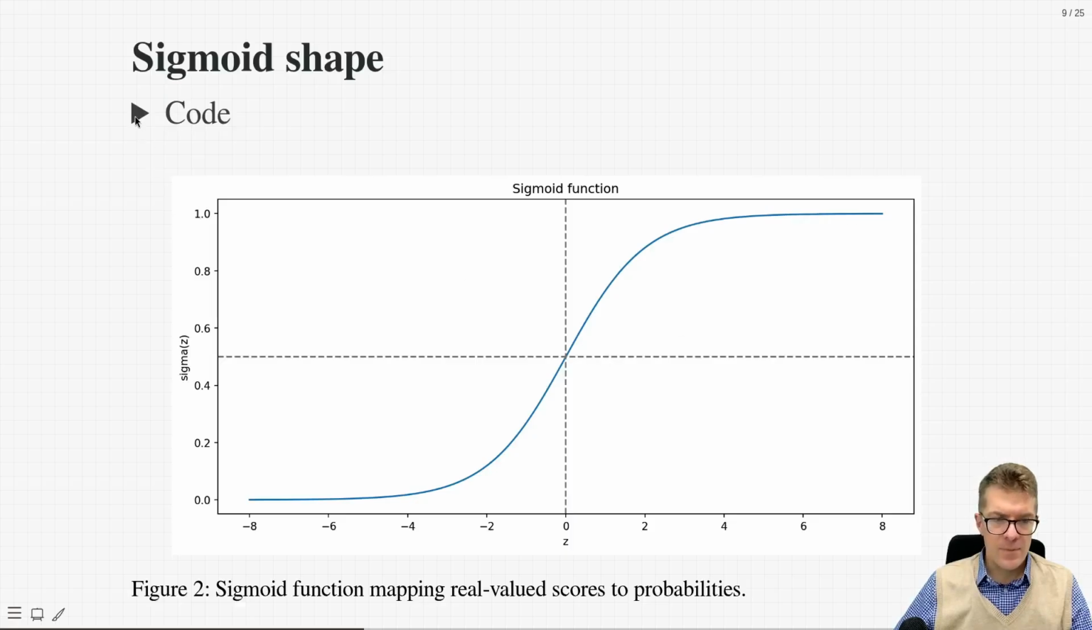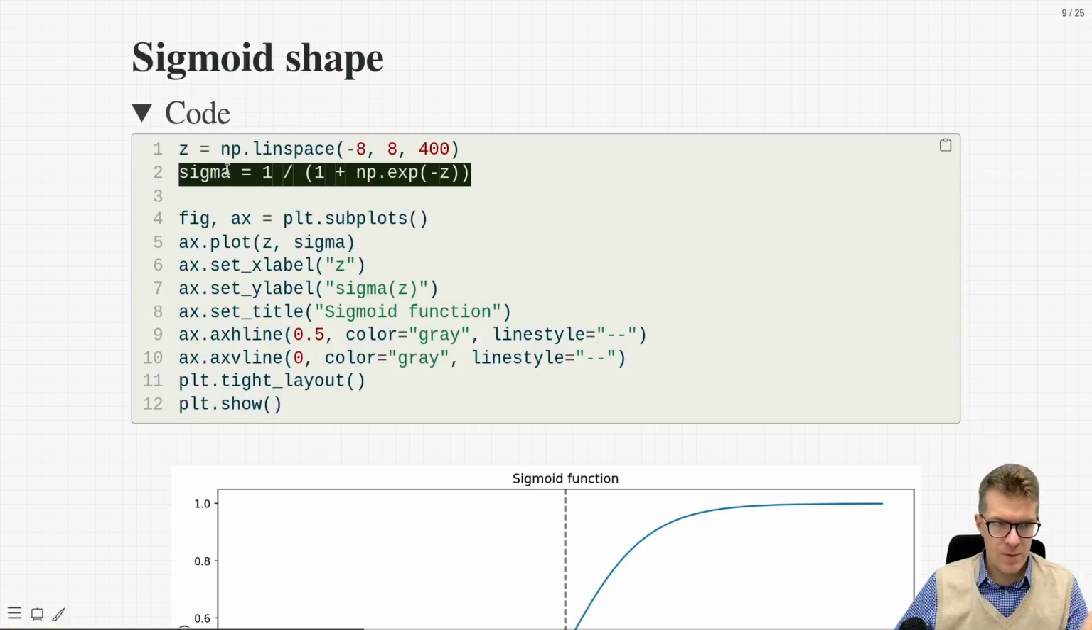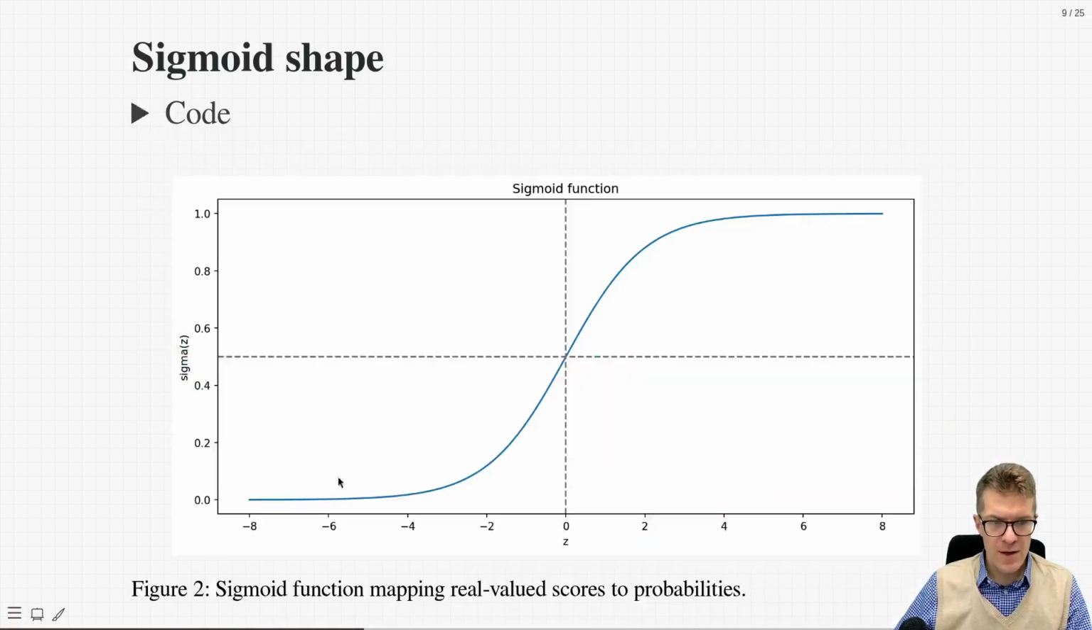And the function, I'll show you in mathematics mode soon. It looks like this. You can download this code. This sigma function is literally this blue curve you see over here. It is 1 over 1 plus the exponent of minus z. I'll show you this in math form in a moment, but this function over a range of z gives you this beautiful, nice-looking curve, which shows up very often in machine learning.